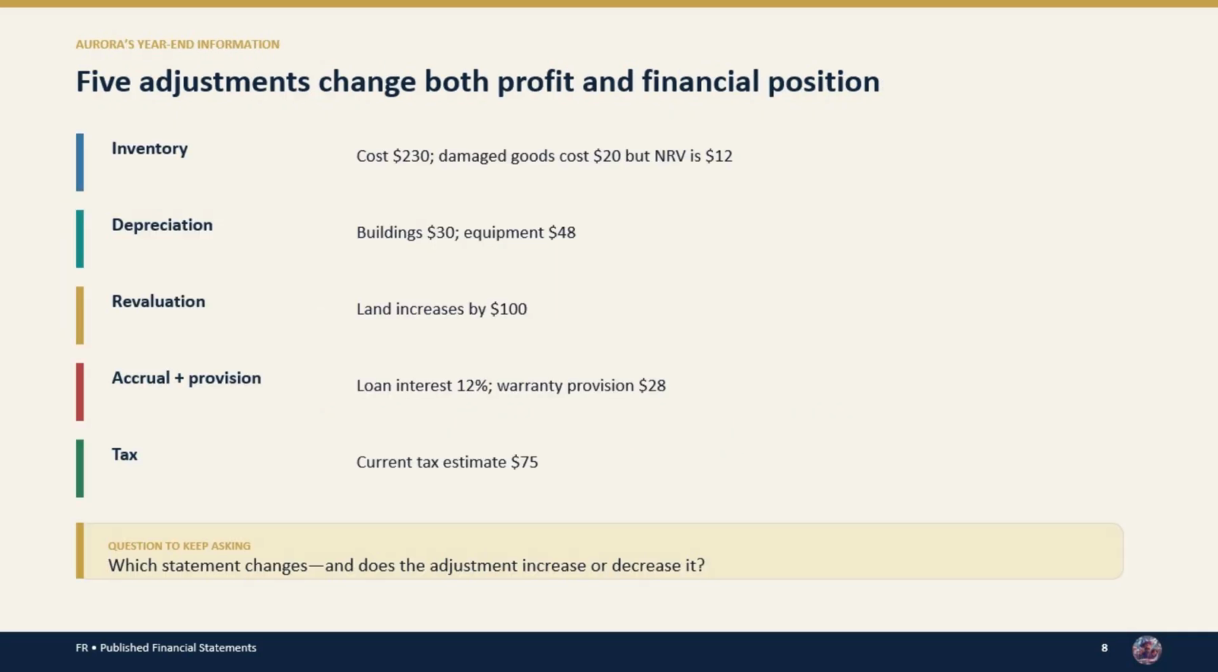Aurora's inventory includes damaged goods, so we need a net realizable value check. Buildings and equipment require depreciation. Land increases in value by 100, introducing other comprehensive income and a revaluation reserve. Loan interest is 12%, but only part has been paid. A warranty estimate creates an expense and provision. Current tax is estimated at 75. For every item ask, what is a performance effect and what is a closing balance effect? That two-sided habit prevents incomplete adjustments.